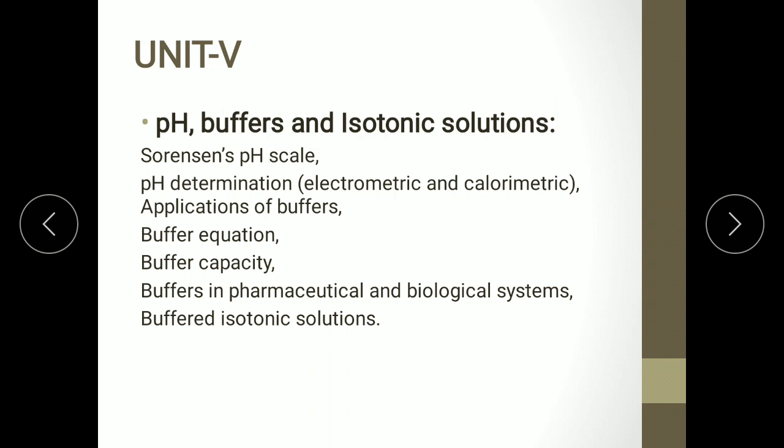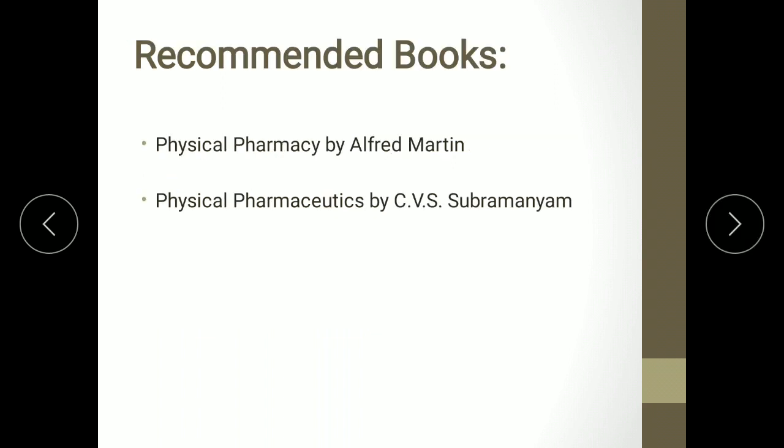There are 5 units. Unit 1, 2, 3, 4, 5. 5 units are there in your syllabus. Now next, what books you have to refer. Now, Physical Pharmacy by Alfred Martin. This is one of the standard books for physical pharmaceutics.